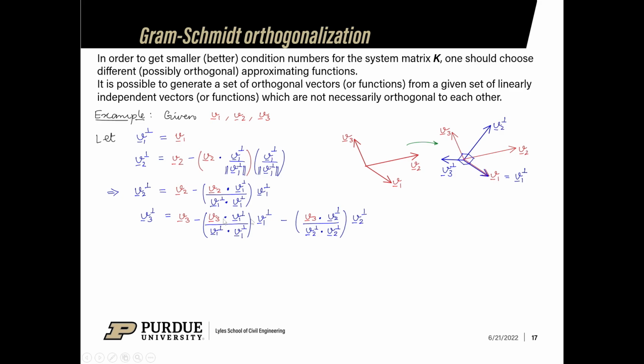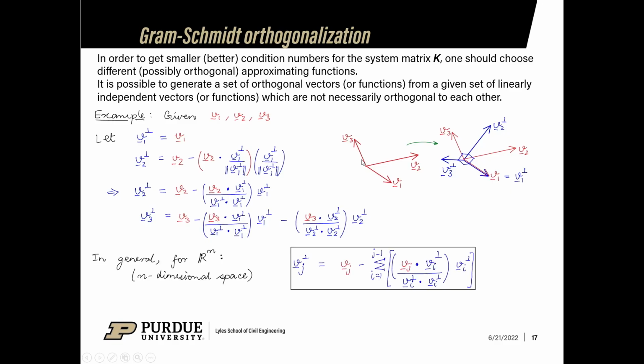So in this manner, we can create three orthogonal vectors, v1, v2 prime, v3 prime, from three linearly independent vectors that were not necessarily orthogonal. And this is the Gram-Schmidt process. We can actually extend this idea to higher dimensional spaces.